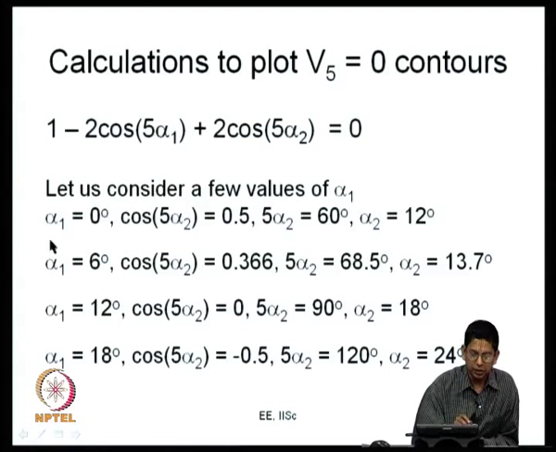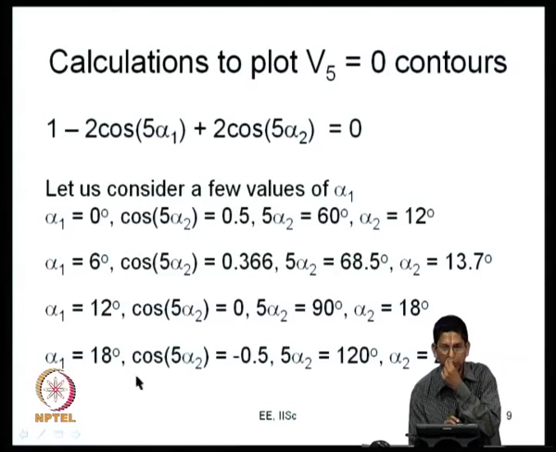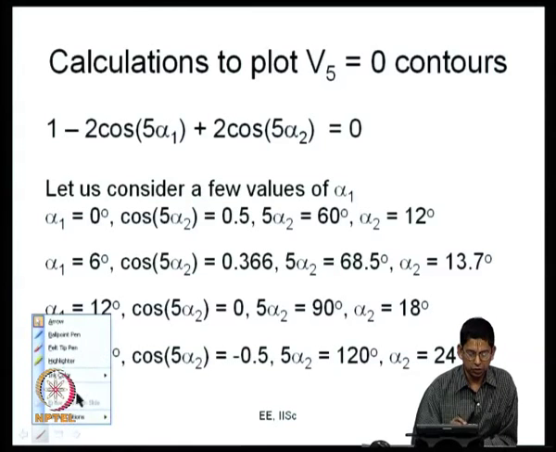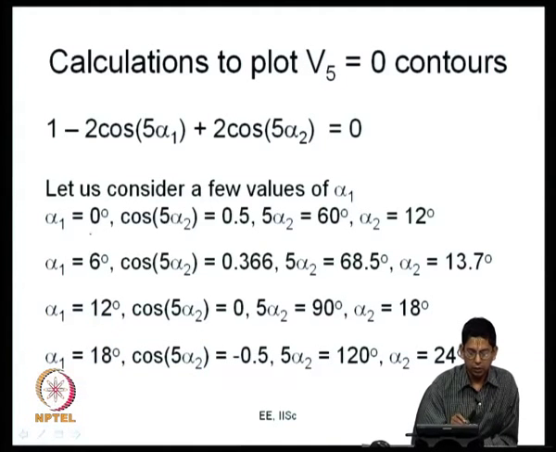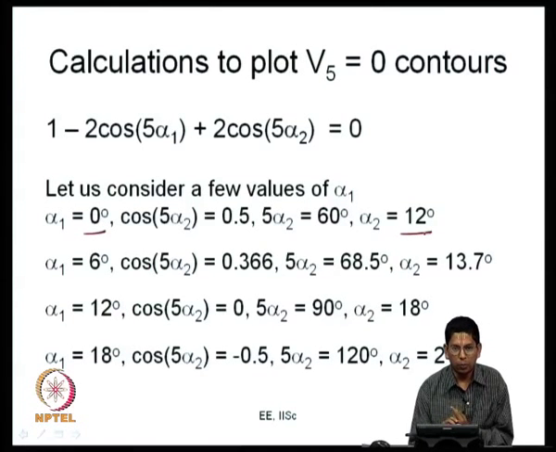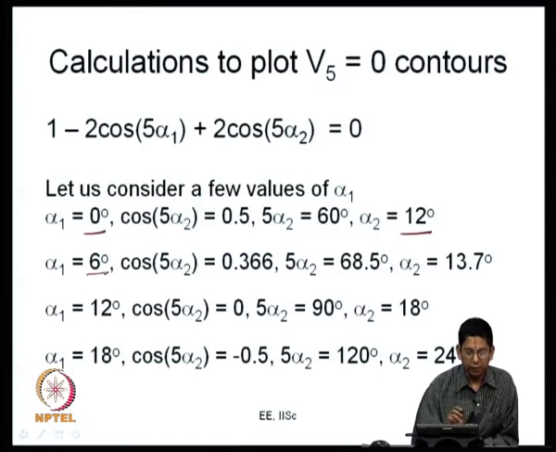So, here I have started with alpha 1 equal to 0. Why? Very simple thing. The alpha 1 itself can vary from 0 to 90 degrees, so I start from 0. So, I have cos phi alpha 2 is 0.5 and the corresponding alpha 2 I am getting is 12 degrees. So, for alpha 1 equal to 0, I am getting the corresponding alpha 2 as 12 degrees. So, I know one point, then I go into the next point.